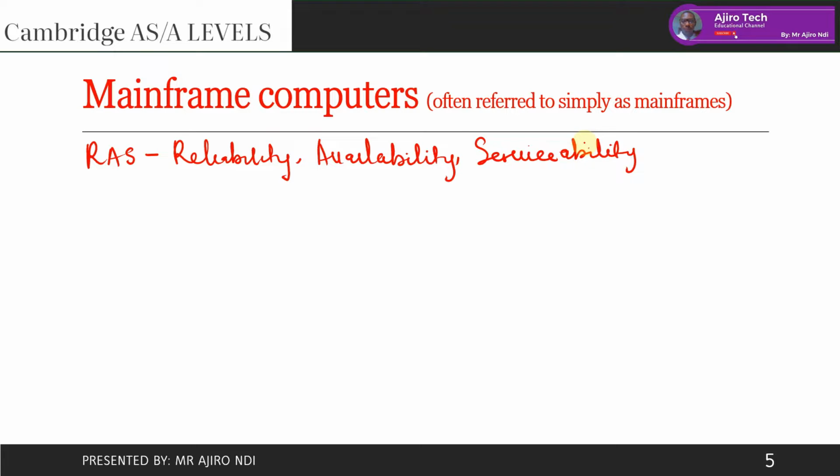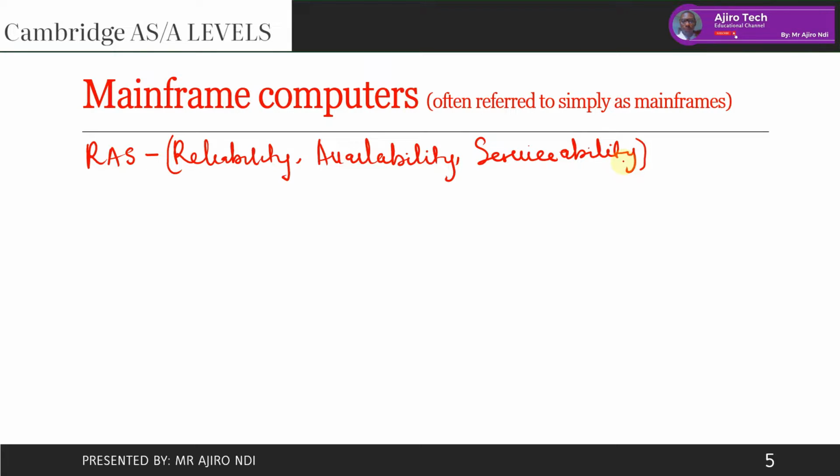So when we talk about the RAS, let me just put this quickly here. It's frequently used when we're referring to mainframe computers. Most times you can hear about RAS and you ask, okay, Mr. Ajiro, I need your help, what's RAS? So now you know what it is. It means reliability, availability, and serviceability. That's what it is.